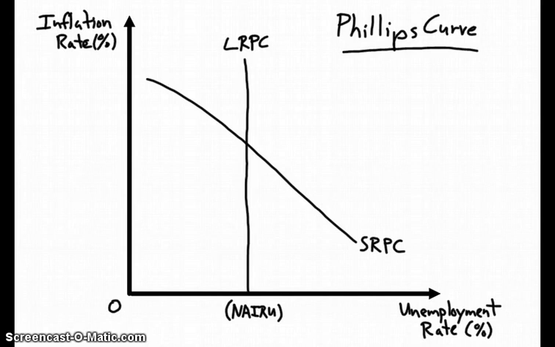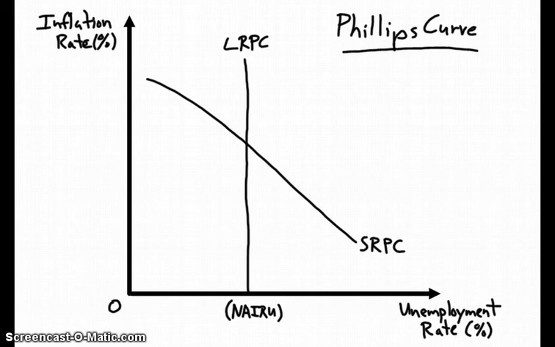Okay, so we needed to draw a Phillips curve in the first part of question one. The unemployment rate in percent goes on the x-axis, the inflation rate in percentage terms on the y-axis. The long-run Phillips curve is a vertical line, perfectly inelastic at whatever the NARU, or natural rate of unemployment, happens to be. Short-run Phillips curve, there is an inverse relationship between inflation and unemployment, so it's downward sloping like this.